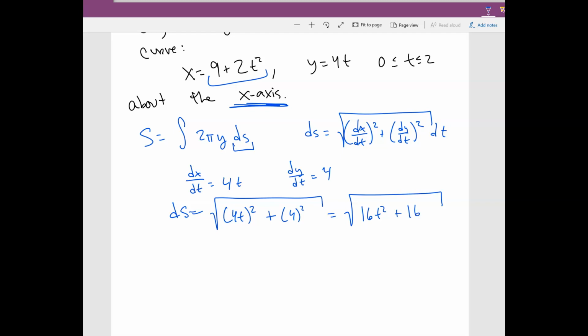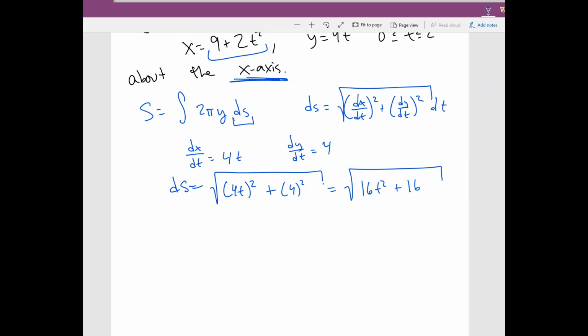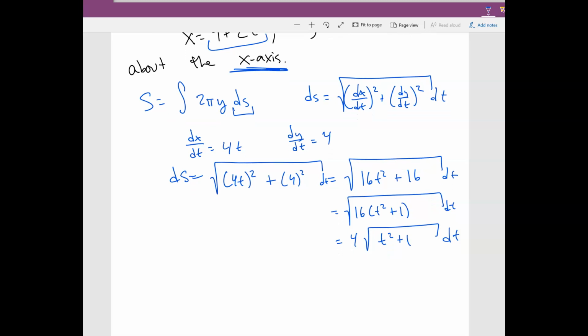Okay, I can maybe try to make that a little better. Oh, I forgot my dt's. I can take out a 16, get 16 times t squared plus 1 dt, and you're just left with 4 square root of t squared plus 1 dt. So already, because we have a square root of something squared, typically there are times where you might have to use trig sub. Let's hope that doesn't happen, but don't be surprised if it does.